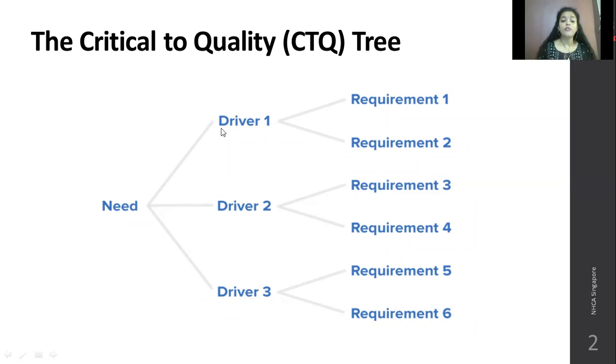To reduce the waiting time, to take care of driver one, what is the requirement we need? We may require more consultation rooms. That is requirement one: more consultation rooms, and requirement two: a very strict appointment system. As soon as you fulfill these, the waiting time will automatically be reduced. One thing is taken care of.